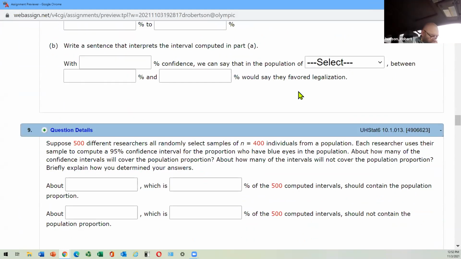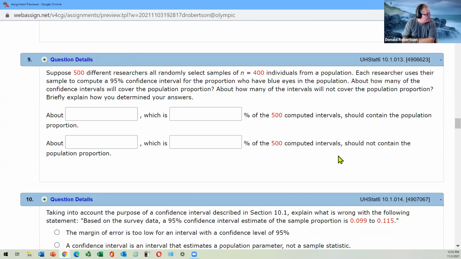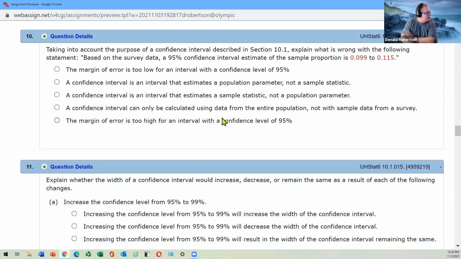Question 8 is pretty much the same type of question. Scanning through question 9 here. That's pretty straightforward. Okay, question 10. Taking into account the purpose of a confidence interval, explain what is wrong with the following statement. Based on the survey data, a 95% confidence interval estimate of the sample population is 0.0991 to 0.115.